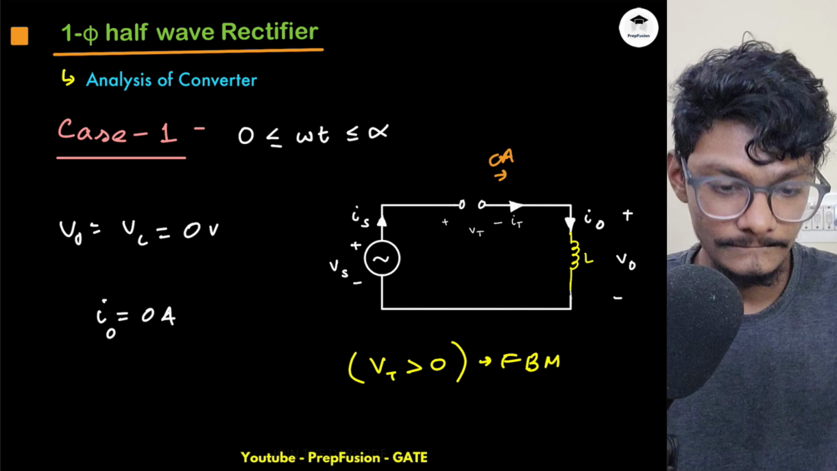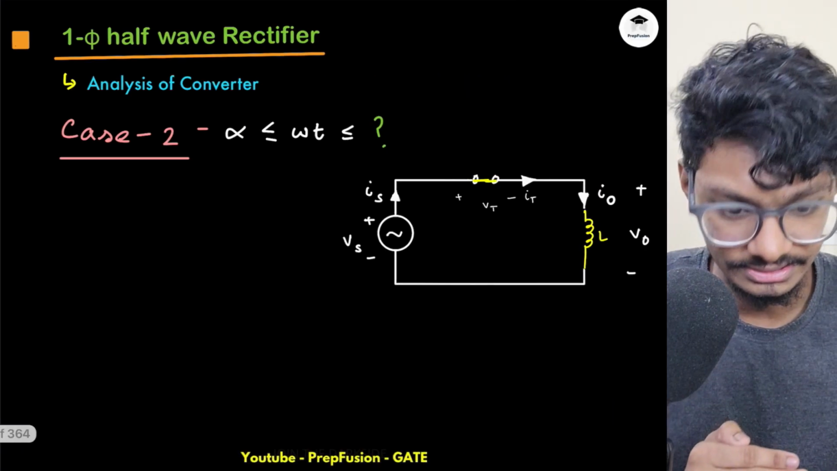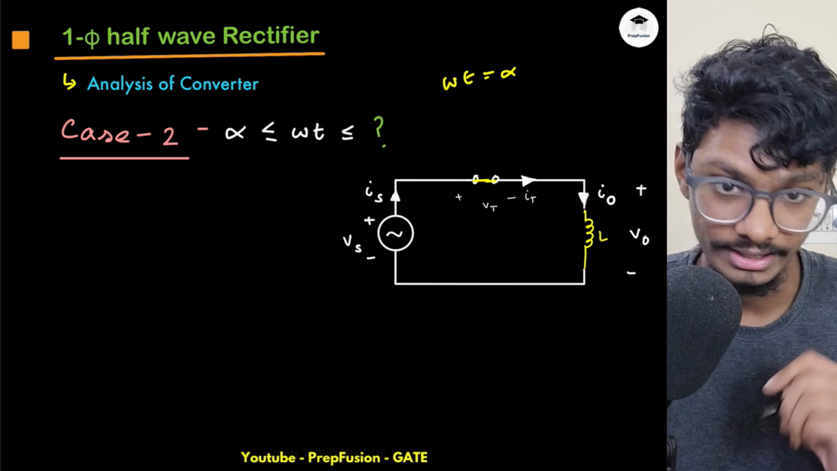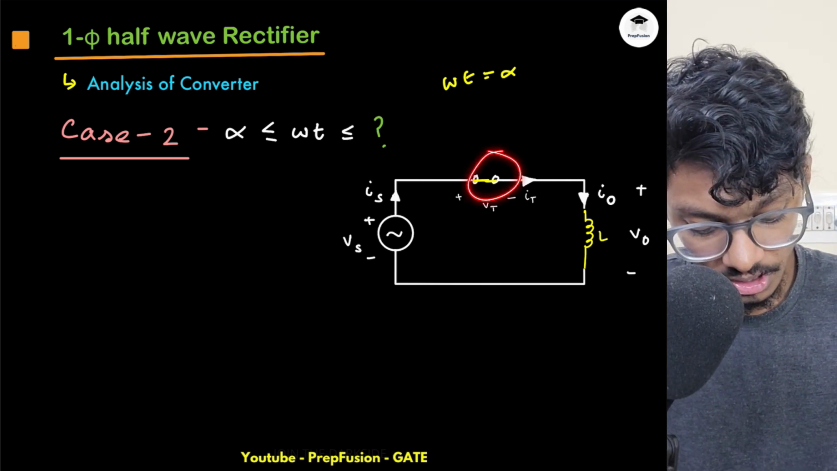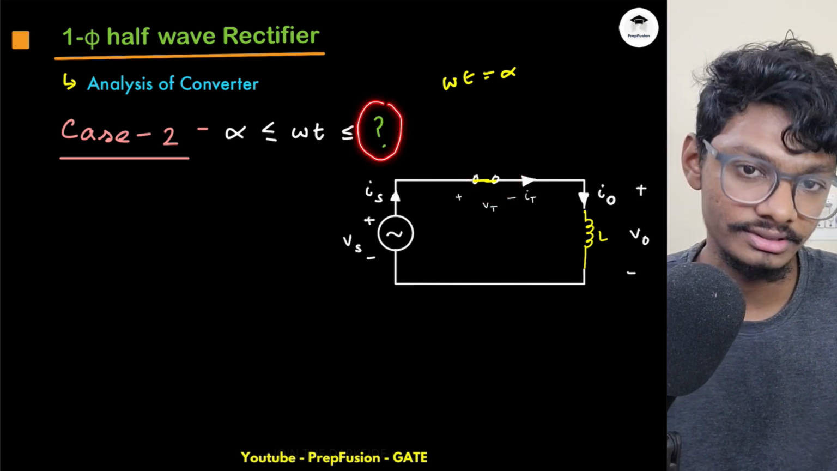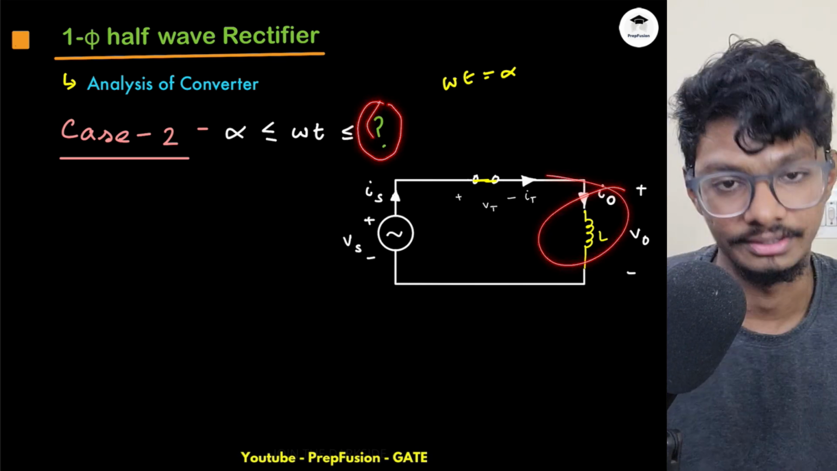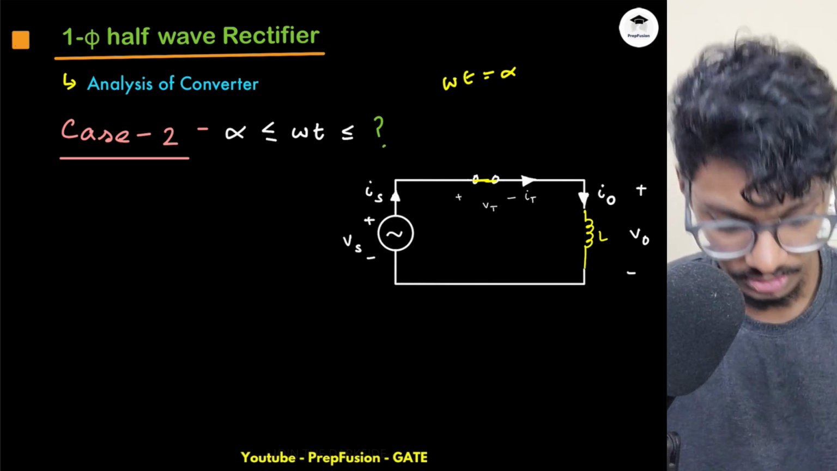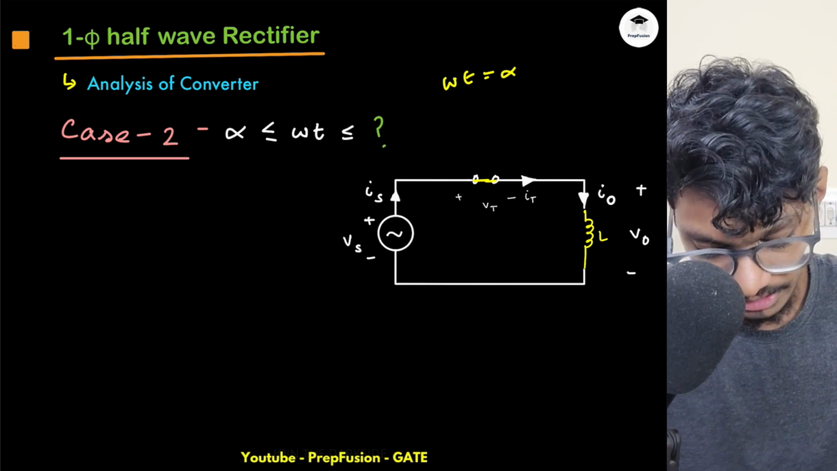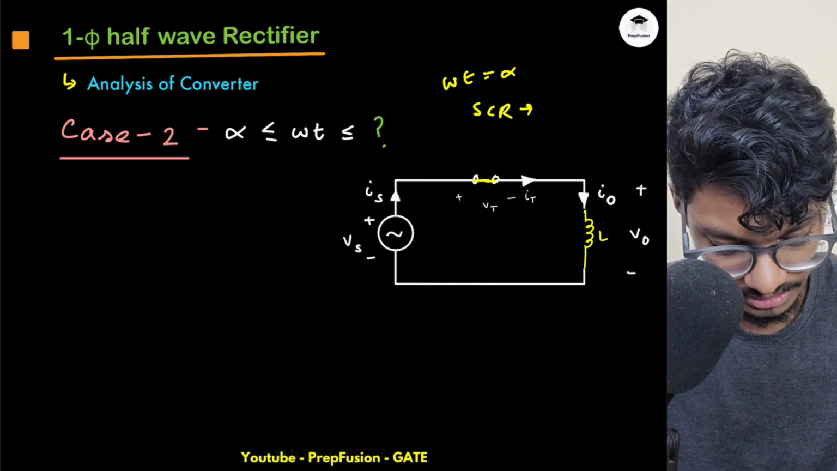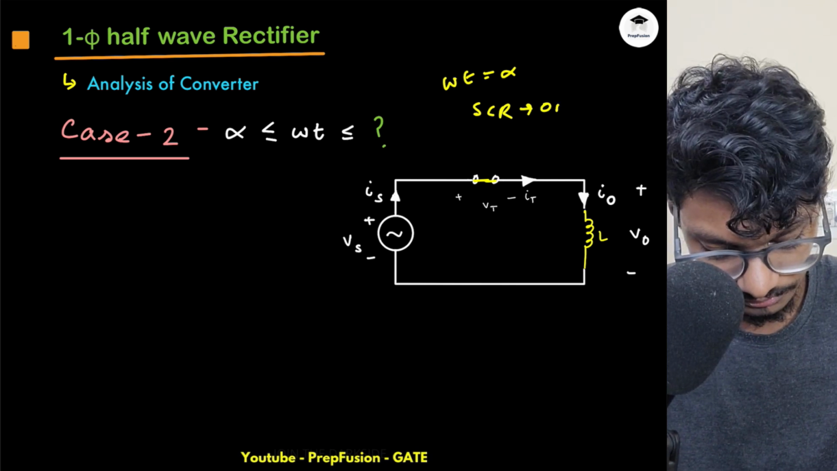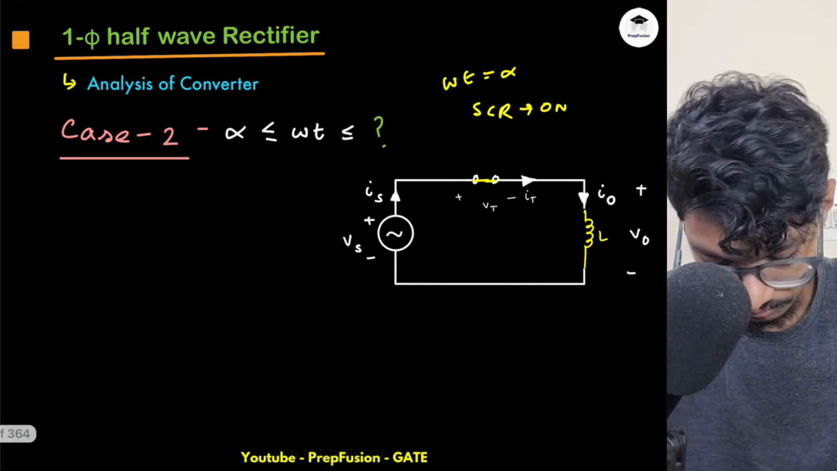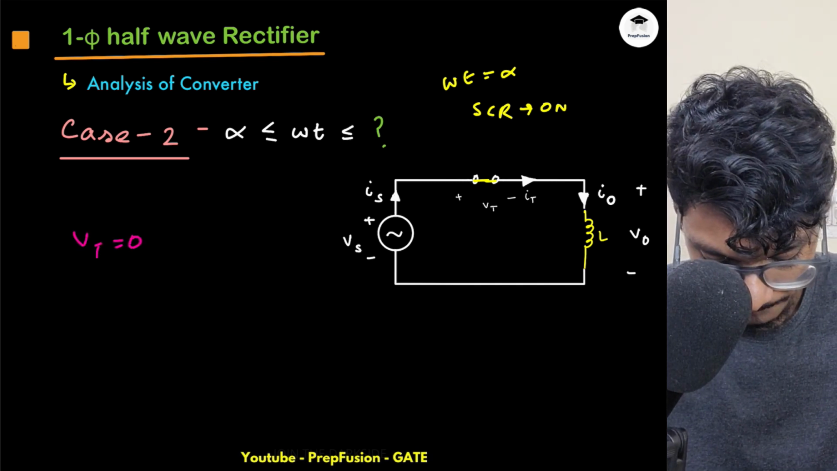Now as soon as I trigger the SCR at omega t equals alpha, the SCR will be turned on. Now I don't know until when this will conduct, because the conduction depends on the inductor. I will explain just in a second. So at omega t equals alpha, the SCR is triggered, hence the SCR is on. If the SCR is on, what will happen? VT will be 0.